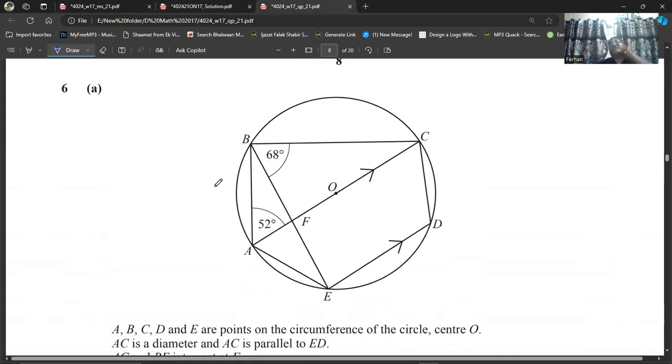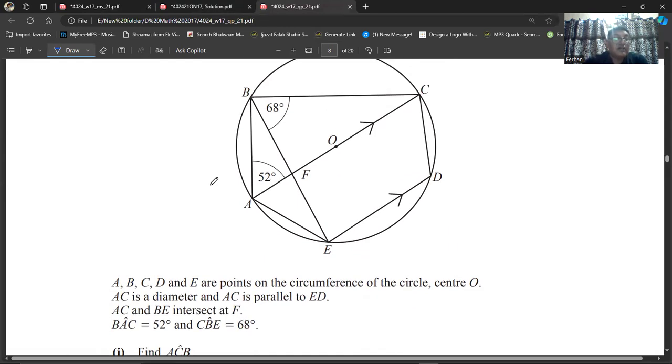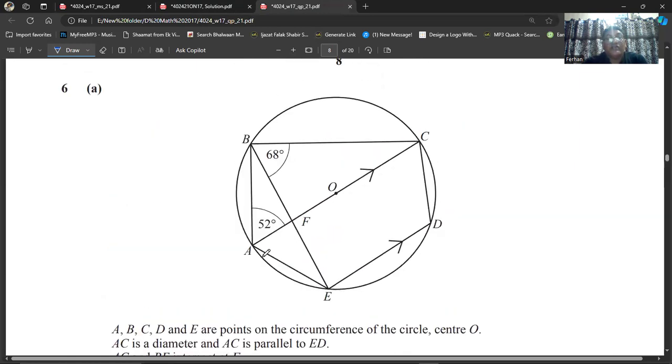So here we have question number 6, part A. A, B, C, D, and E are the points on the circumference of the circle, center O. AC is the diameter and AC is parallel to ED. Okay. Now, AC and BE intersect at F. Angle BAC is 52 and CBE is 68. Find ACB. They want me to find out this angle.